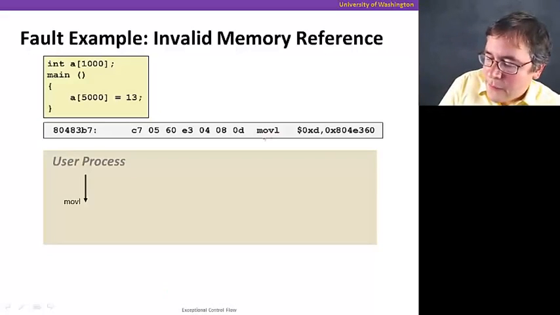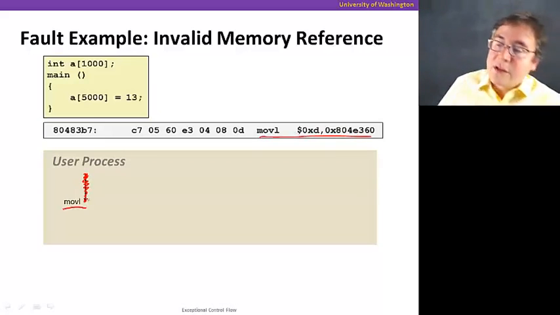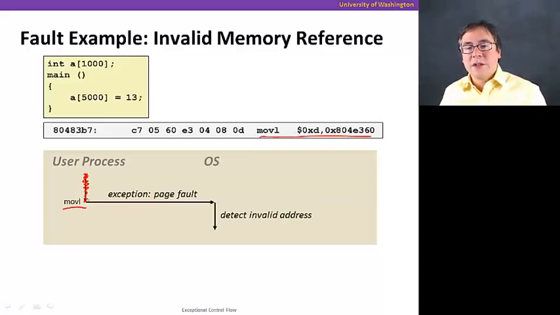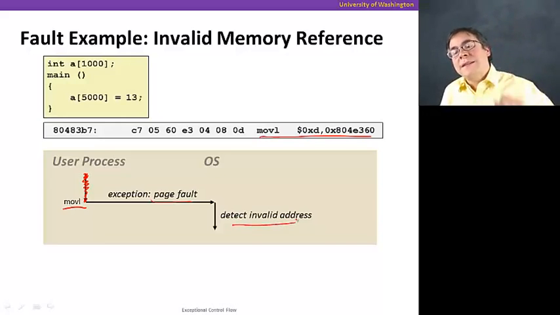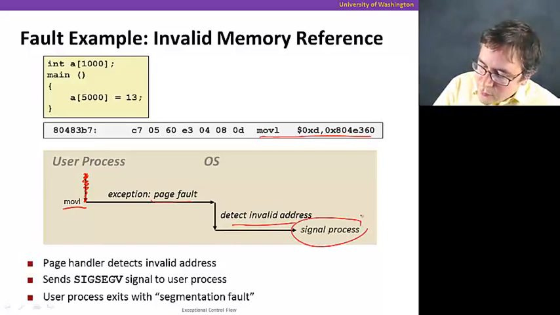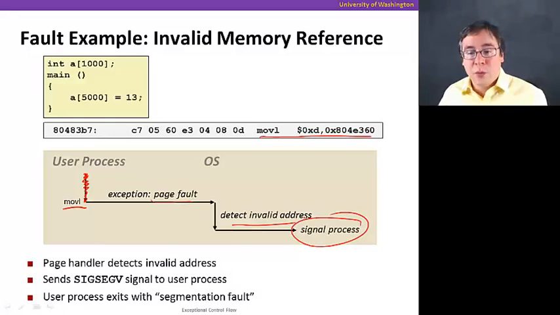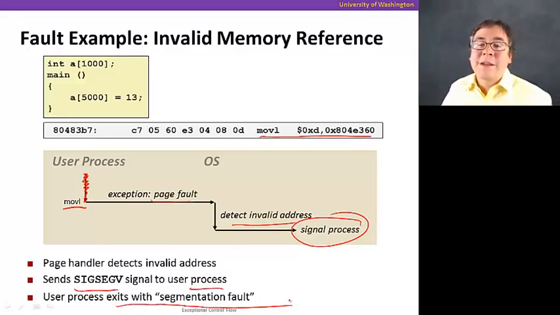So let's look at this example again. We have our move instruction here. The program is executing and reaches the move instruction, and that leads to a page fault because it's unmapped. But the OS determines that not only is it unmapped, but this address is invalid. So it has to signal the process, saying, unfortunately, I'm going to have to abort you. It sends a SIGSEGV signal to the user process, and the user process exits with a segmentation fault error.